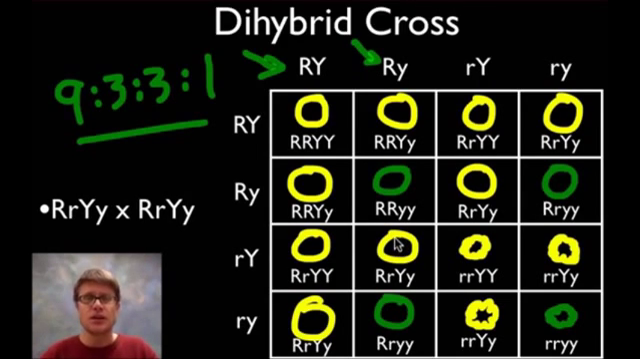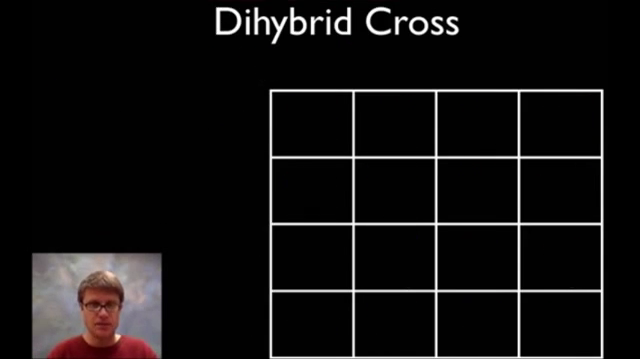But it's important that you understand the concept of it, because most traits inside your body are not caused by one gene, they're caused by multiple genes. How tall you are is caused by probably a dozen different genes inside your body. So you can imagine how big the Punnett square is going to be for that.